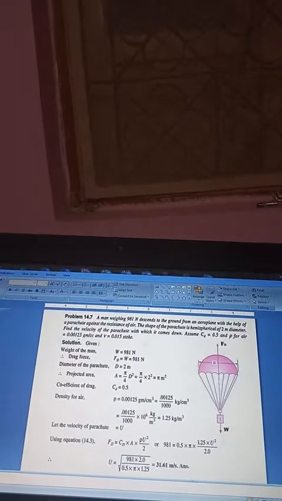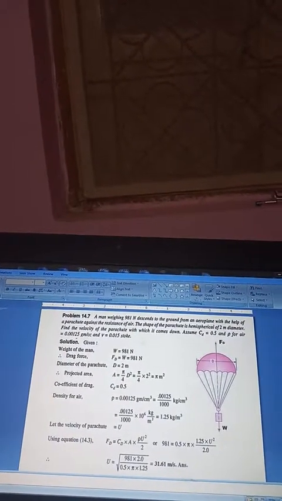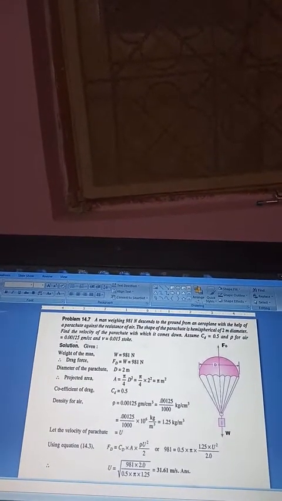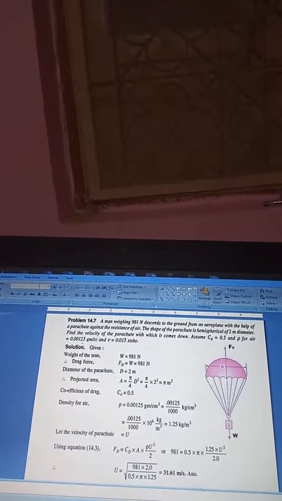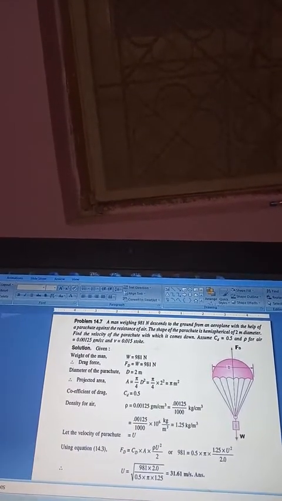Okay, so let us come to the definition of the problem. The weight of the man is given. So the man is coming down to the ground from the aeroplane with the help of a parachute. So the parachute is a body here which is moving, and that is coming down. So there is a velocity of the parachute that you have to calculate. There is air opposing the motion of the parachute.